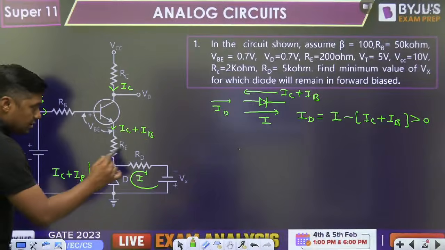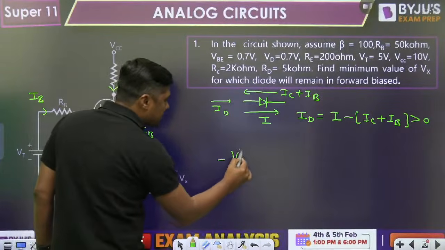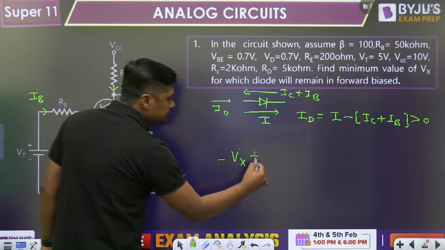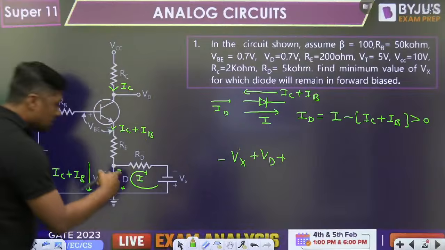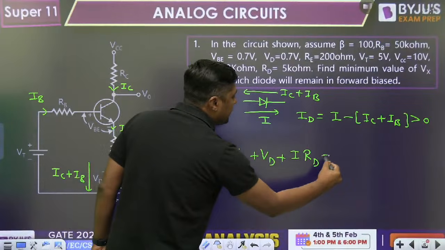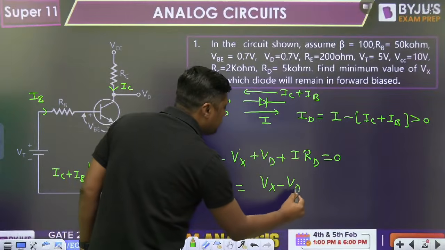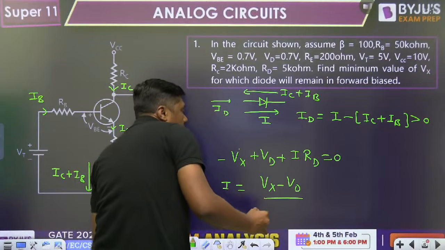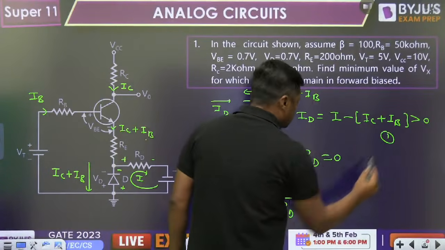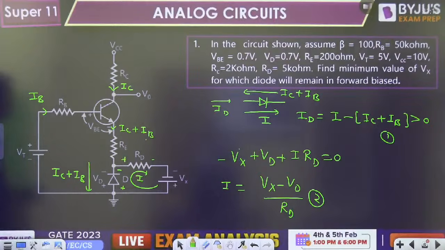So what is the I? You can write the KVL in this loop. When I am writing the KVL, it will become minus Vx minus Vd plus I into Rd, that is equal to 0. From this you can say I is equal to Vx minus Vd upon Rd. That is the equation number 1. This is the equation number 2.